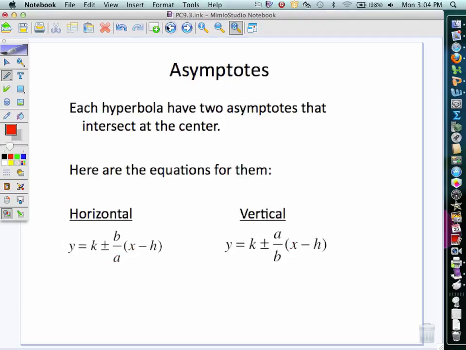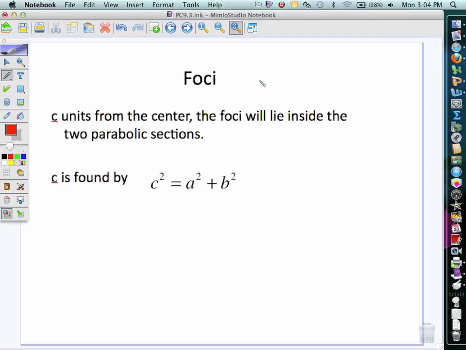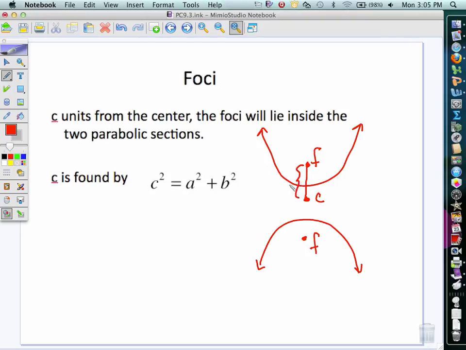All right, let's look at the foci. The foci are c units from the center, and the foci will lie inside the two parabolic sections. If I have my sections opening like this, and like this, I have a center point here, and then the foci here and here. This is the center. This is how the c value is found. The c value is the distance from the center to F, or the focus.